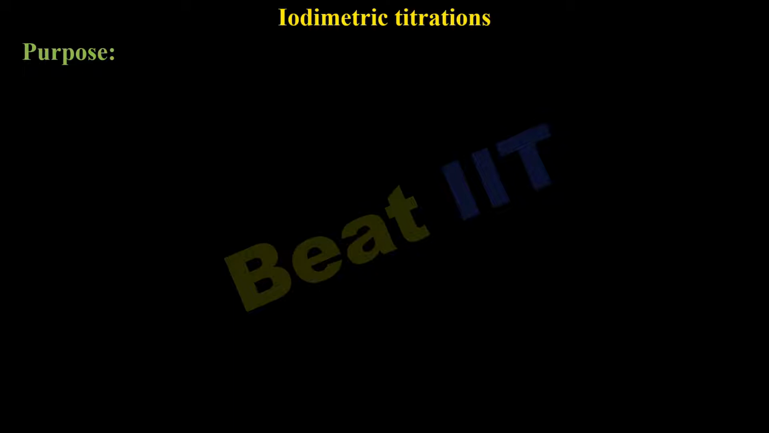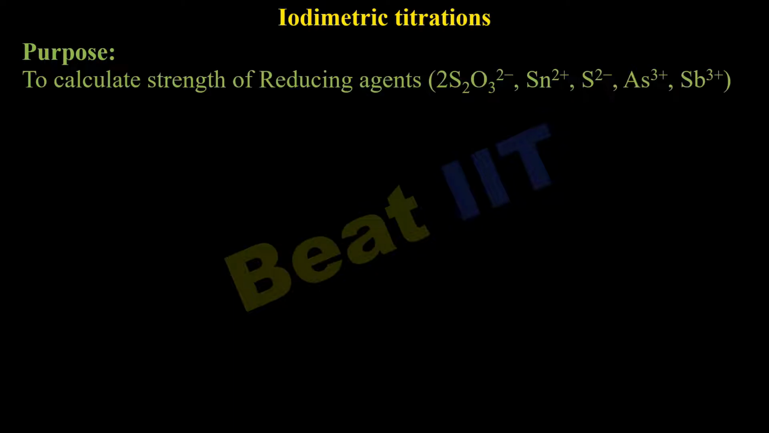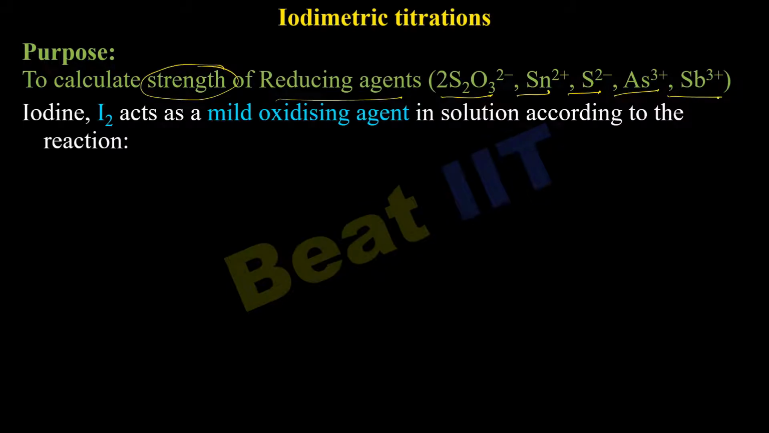The purpose of the iodimetric titration is to calculate the strength of a reducing agent, and normally we use thiosulfate ion, tin ion, sulfide ion, arsenic ion or antimony ion as reducing agent. Iodine acts as a mild oxidizing agent in solution according to this reaction. Iodine gains 2 electrons, gets converted to iodide ion.